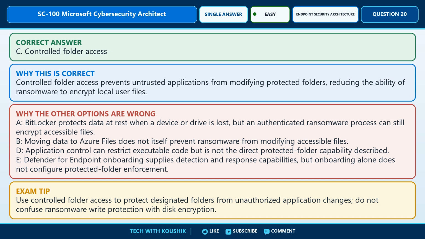D. Application control can restrict executable code, but is not the direct protected folder capability described. E. Defender for Endpoint onboarding supplies detection and response capabilities, but onboarding alone does not configure protected folder enforcement. Exam tip. Use controlled folder access to protect designated folders from unauthorized application changes. Do not confuse ransomware write protection with disk encryption.